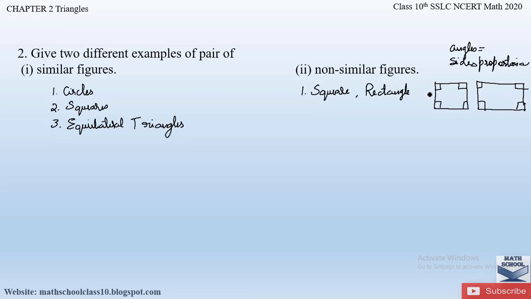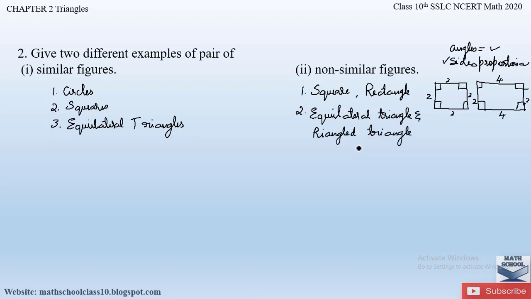But in a square all the sides are equal, if it is 2, 2 and 2. But in a rectangle only 2 sides will be equal. The length will be equal and the breadth will be equal. So here the first condition is satisfied, that the angles are equal, but the sides are not proportional in a square and a rectangle.